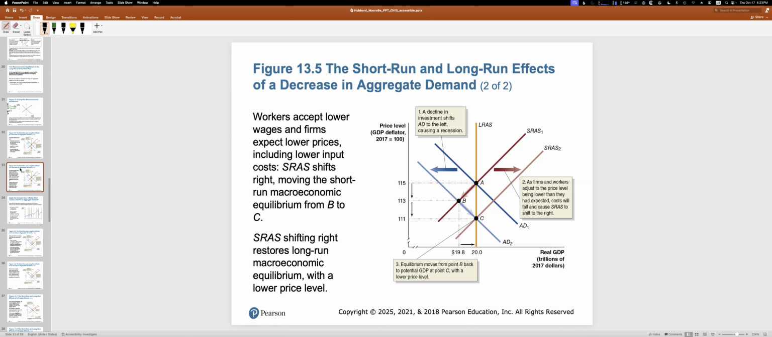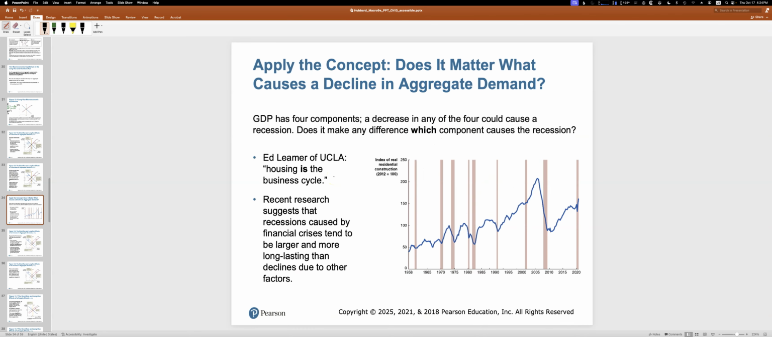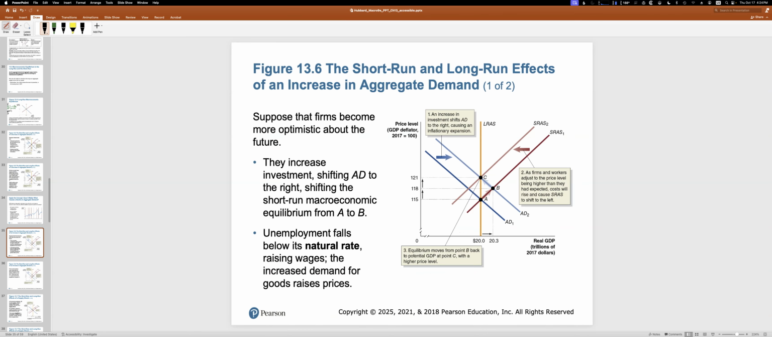And again, instead of shifting the aggregate demand curve, what you would see here in that movement from B to C is that you're getting that movement because the short-run aggregate supply curve is slowly adjusting over time. And it goes in the opposite direction as well, or on the opposite side.